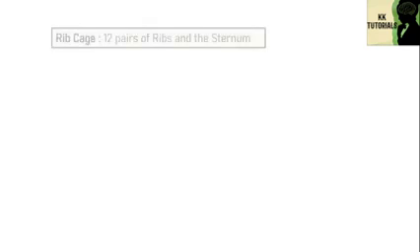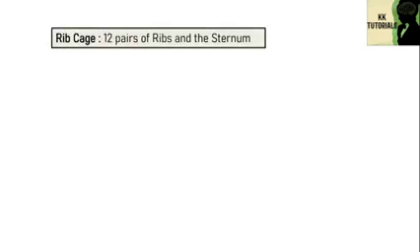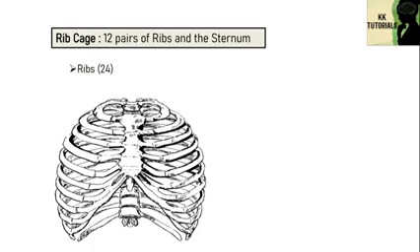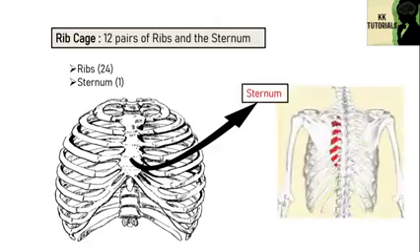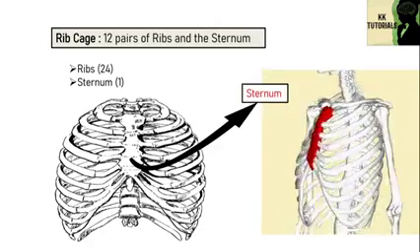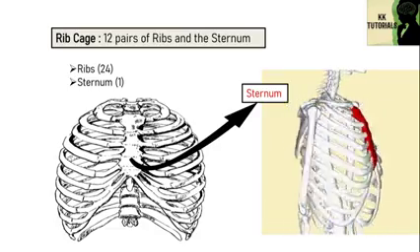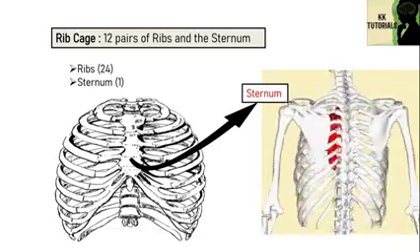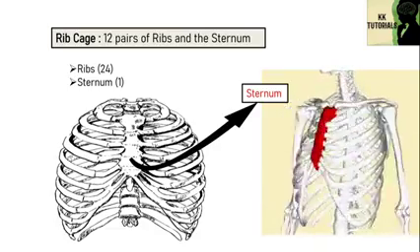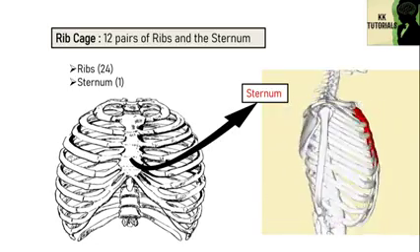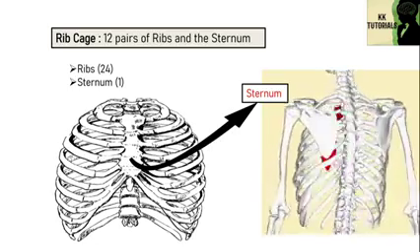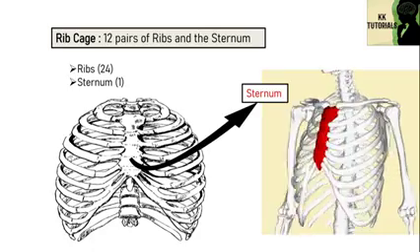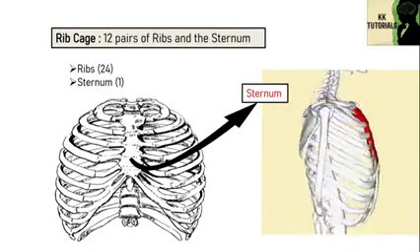The third part of the axial skeleton is the rib cage. The rib cage consists of 12 pairs, meaning a total of 24 ribs, and 1 sternum. The sternum or breastbone is a long flat bone located in the central part of the chest. It connects to the ribs via cartilage and forms the front of the rib cage, thus helping to protect the heart, lungs, and major blood vessels from injury.